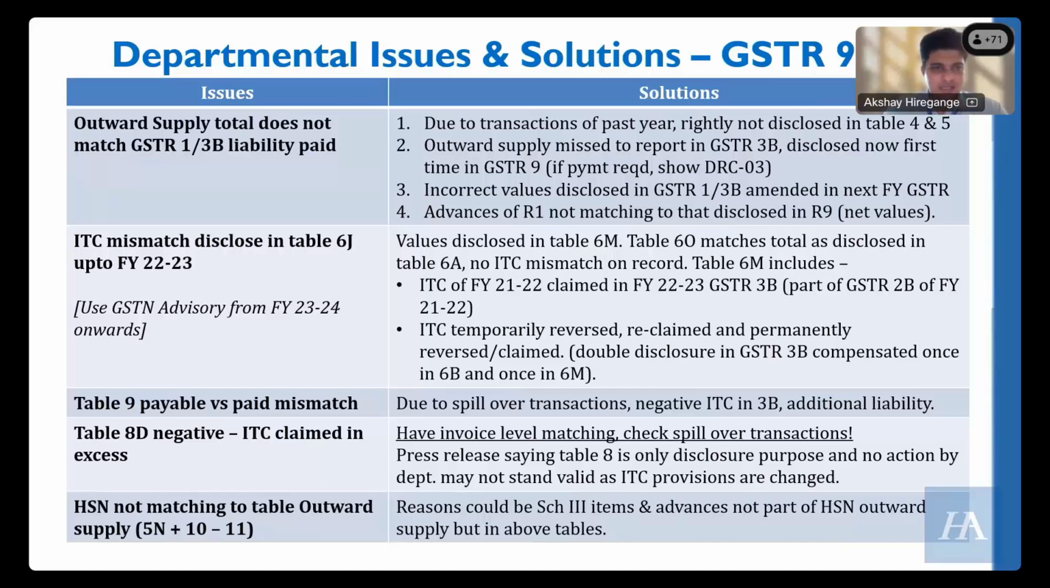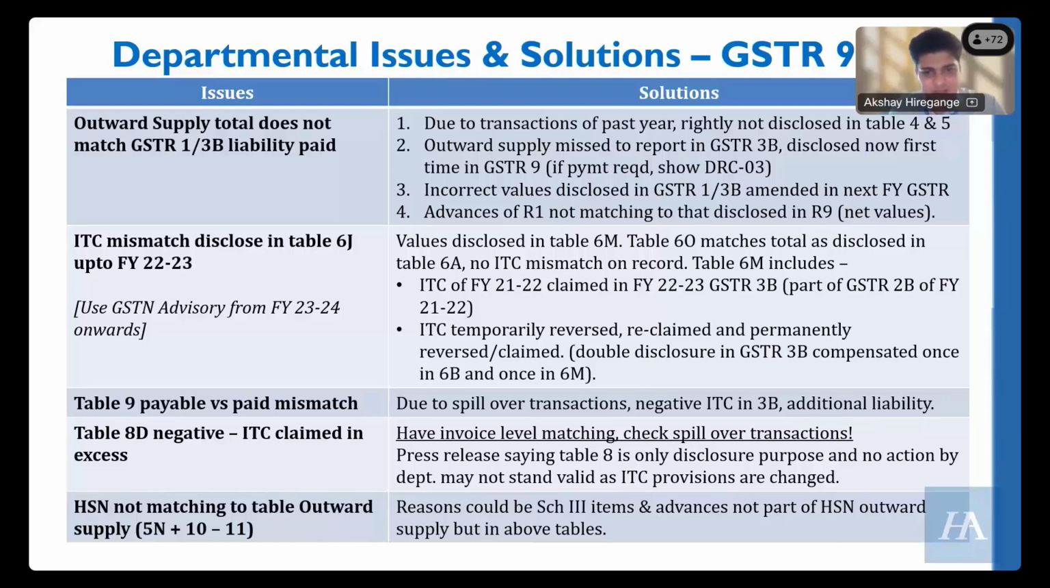Table 6J mismatch up to 22-23 could be on account of these reasons. Earlier, in past periods, we were showing 6M with the temporary reversal. We were also showing the previous year transactions claimed in the current year. Now, because of the advisory, there is a change in the table 6 disclosures. To this effect, if you are receiving any notices, please keep your invoice level reconciliations and disclosures ready in advance. Table 9 payable versus paid matching.